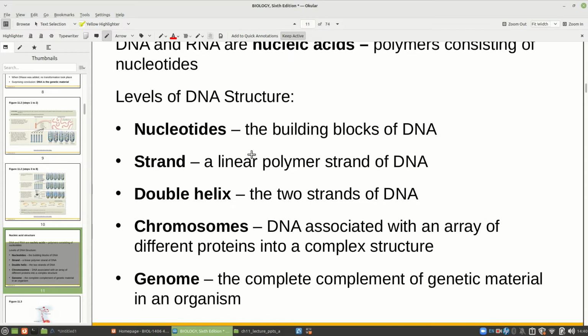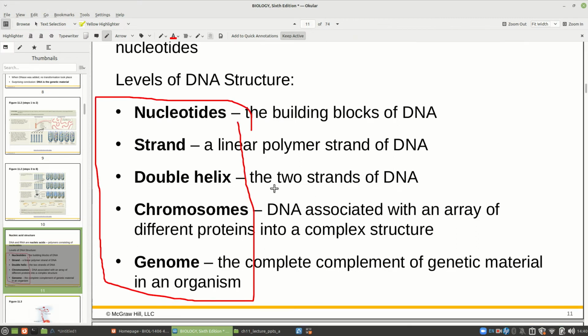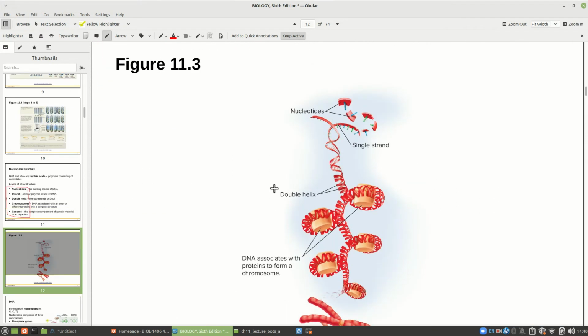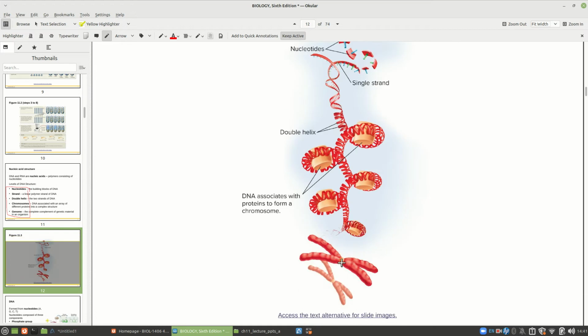All right, you do need to know these terms. Now these make good multiple choice and true-false questions. We need to know that DNA is wound up. It's a double helix, but that double helix also winds up into the chromosomes.